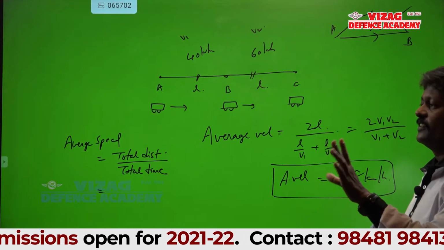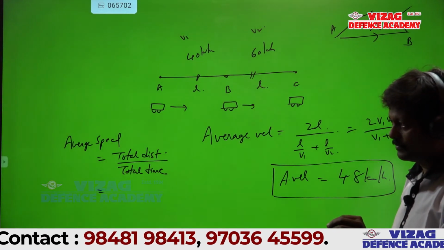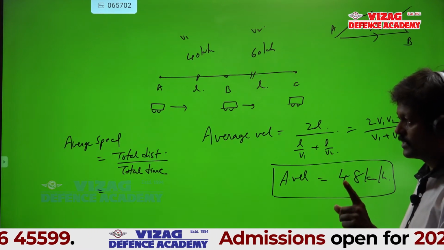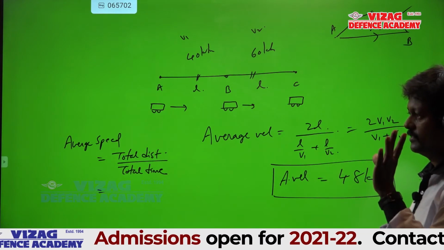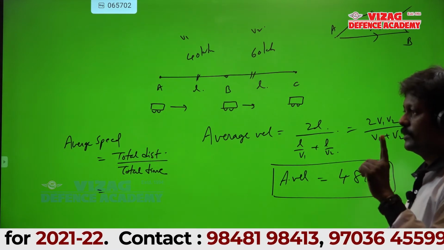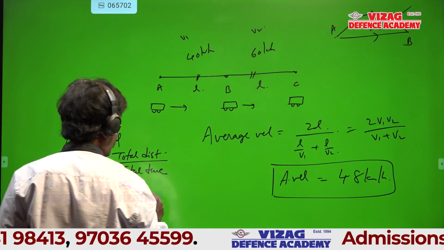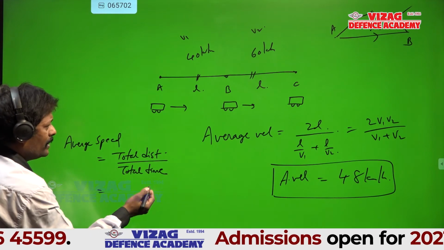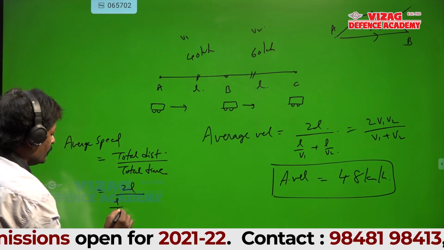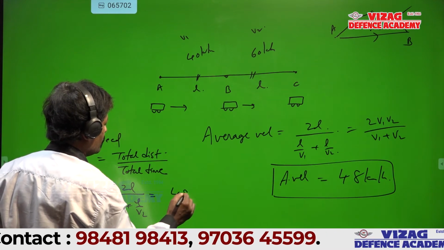Distance is more. In general, distance will be more than displacement. But distance will be equal to displacement only in one case. What is that case? Body traveling in a straight line. Very good. So, total distance by total time will give you what? 2L by L by V1 plus L by V2. That comes to 48.